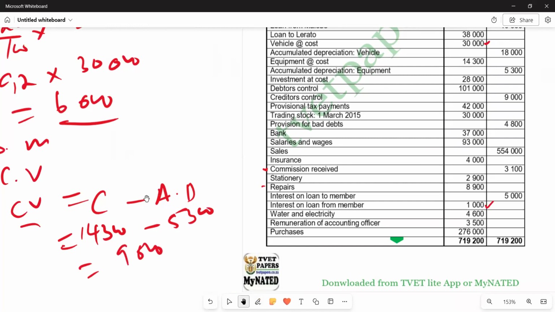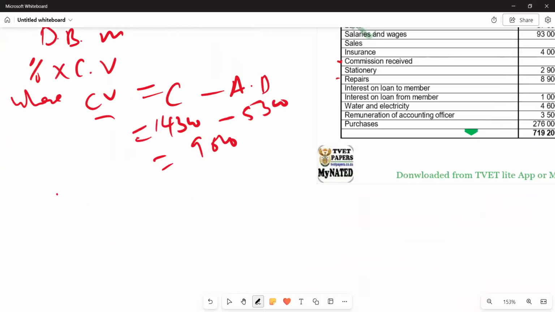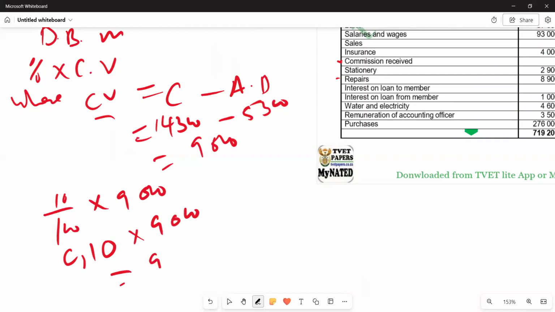So that's the figure that we're going to use to calculate with the percentage of 10% now. We're now saying 10 over 100, which is 10%, times 9,000. Which you can simplify further by reducing it to a decimal. It becomes 0.10 times 9,000. And then you are going to get 900. So this is depreciation for equipment.